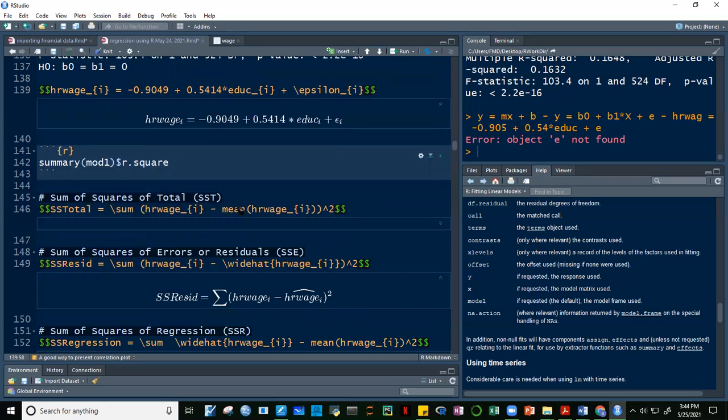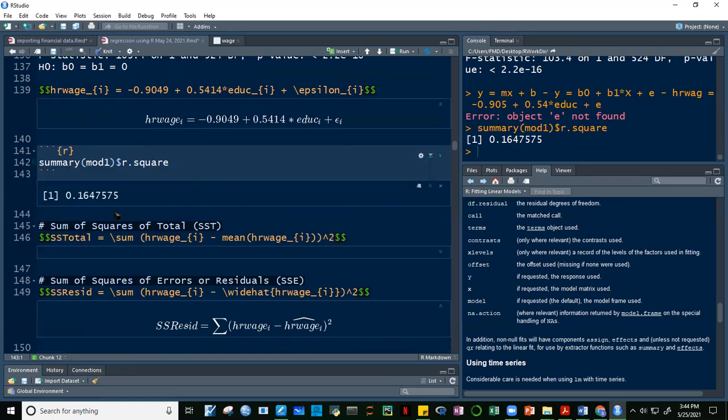So you can actually compute for r squared, although pinakita na kanina. So di ba ito yung 0.1648, no? So this is the coefficient of determination. This means that 16.48% of the variability of your dependent variable hourly wage can be explained by your model, which is si education, no? Si education lang kasi yung predictor natin.